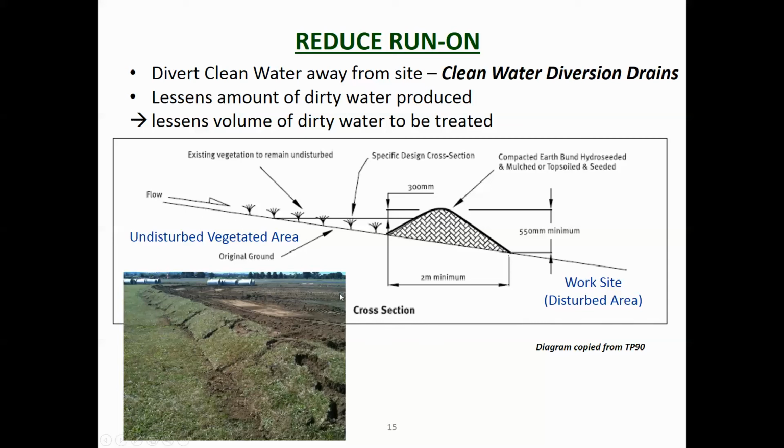So that is called a clean water diversion drain, and you really want them around the perimeter of your site on the uphill side. Where there's a boundary with a vegetated area, you want to put a barrier between it, and that's what a clean water diversion drain is. And obviously it's got to flow to a natural water course. It can't just sit there and pond. So it lessens the amount of dirty water produced, and it lessens the volume of dirty water that you have to treat.